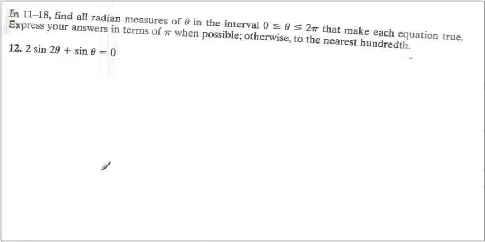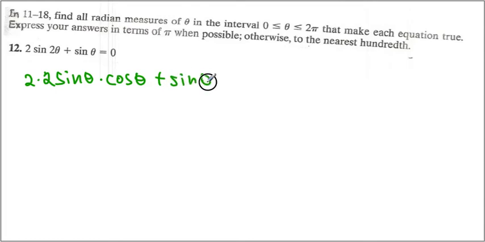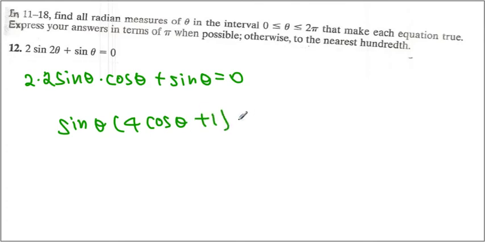Let us look at the next question. Here, 2 sine 2 theta. Sine 2 theta, in fact, can be rewritten as 2 sine theta times cosine theta, so we have 4 sine theta cosine theta plus sine theta equal to 0. We can factorize sine theta, then we will realize sine theta times (4 cosine theta plus 1) is equal to 0.